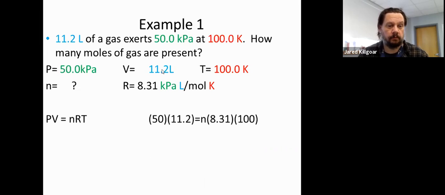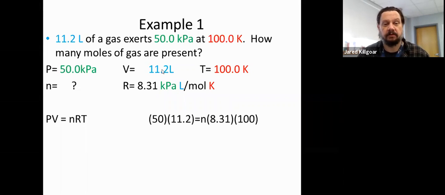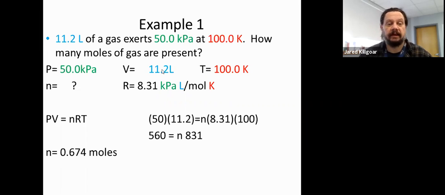Here's our ideal gas law: P times V equals N times R times T, more commonly known as PV equals nRT. I substitute my values in here and calculate. I can take the products of those numbers, and I get an equation, 560 is equal to N times 831. I can solve for that, and I should have gotten 0.674 moles. All right, so let's do a couple more. We'll do another one right now, and then we'll move on.